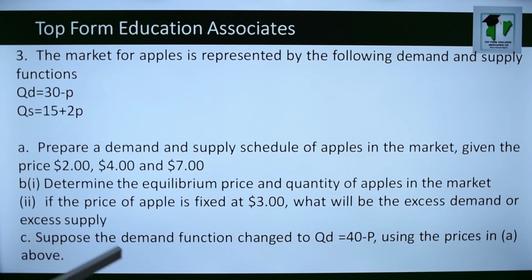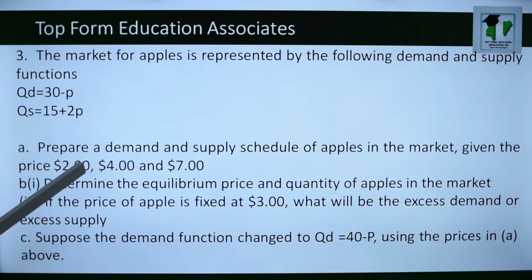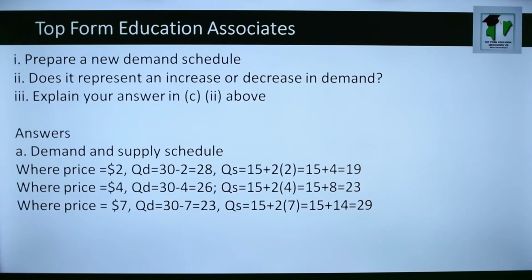C. Suppose the demand function changed to QD is equal to 40 minus P. Using the prices in A, that is 2, 4, 7 above, prepare a new demand schedule. C II, does it represent an increase or decrease in demand? Explain your answer in C II above.